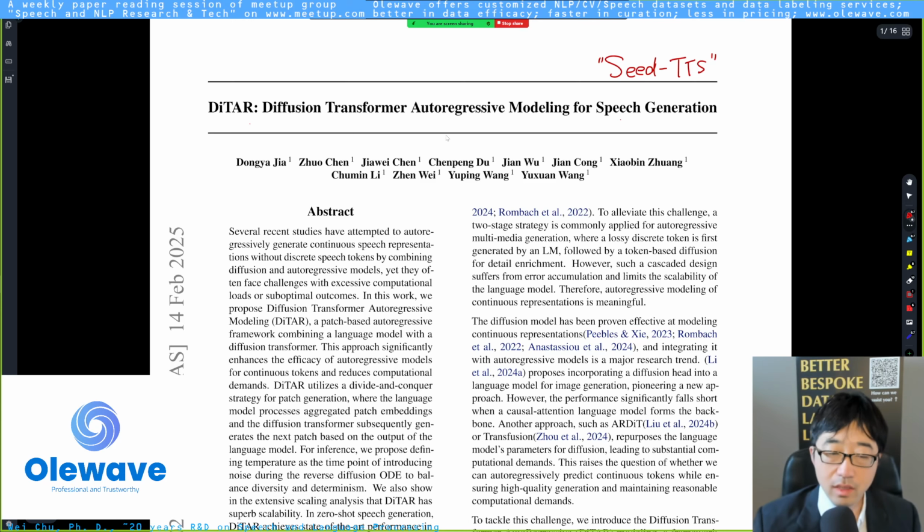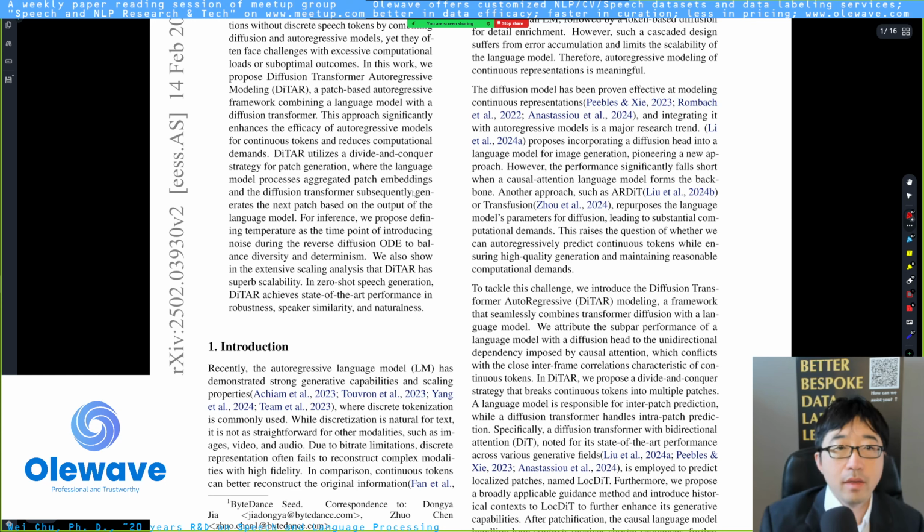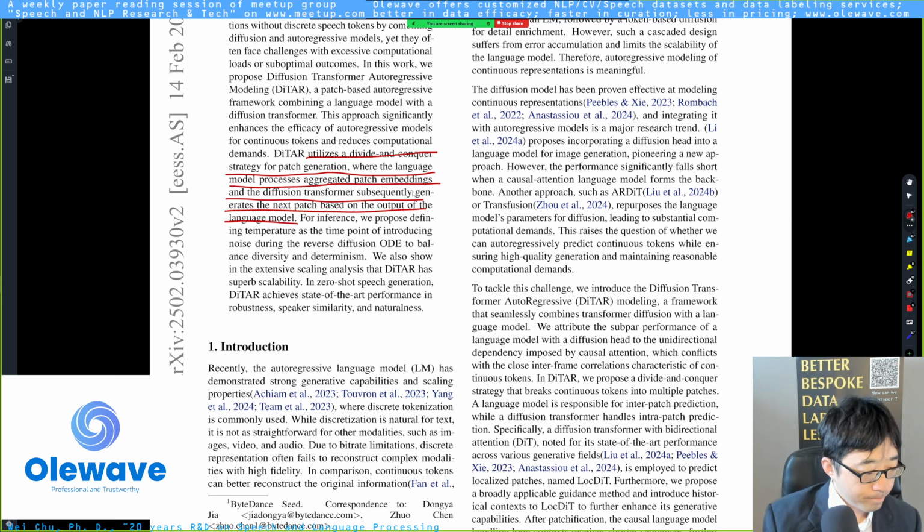First of all, what it does: it leverages a divide and conquer strategy for patch generation, where the language model processes aggregate patch embeddings, and the diffusion transformer subsequently generates the next patch based on the output of the language model. It's not that straightforward for us, so let's take a look at their introduction.